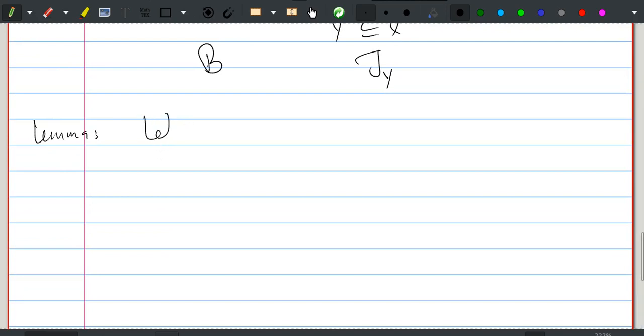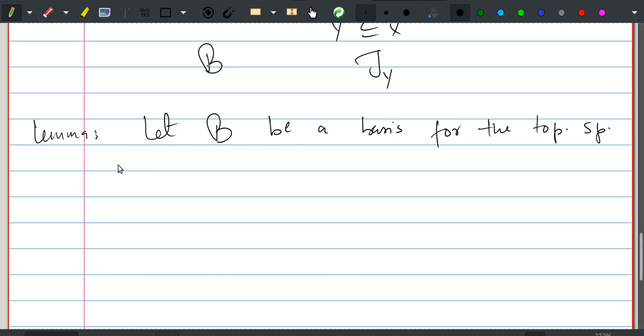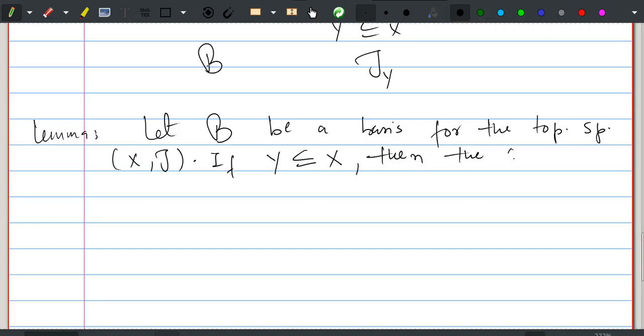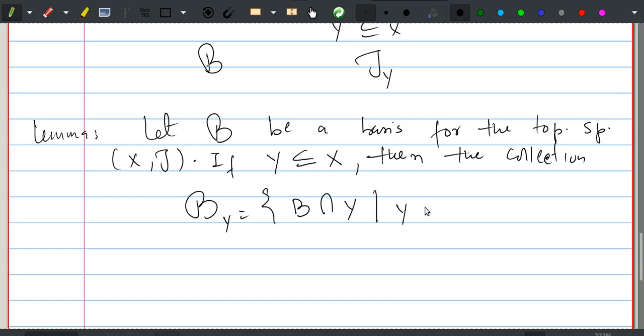So let fancy B be a basis for the topological space, say X, T. So if Y is a subset of X, then the collection, say fancy B sub Y, which contains elements of the form B intersection Y, where this capital B is an element of fancy B. So we claim this is going to be a basis for the subspace topology.